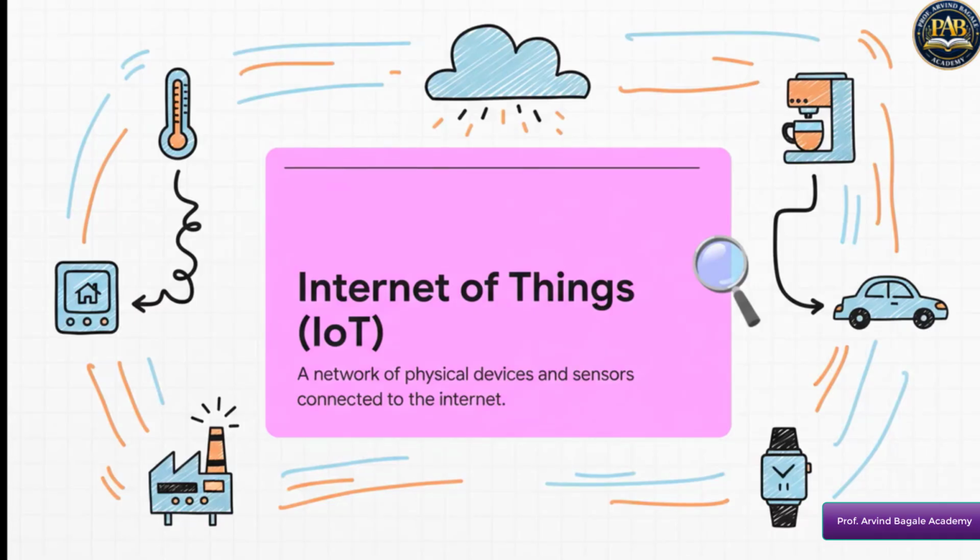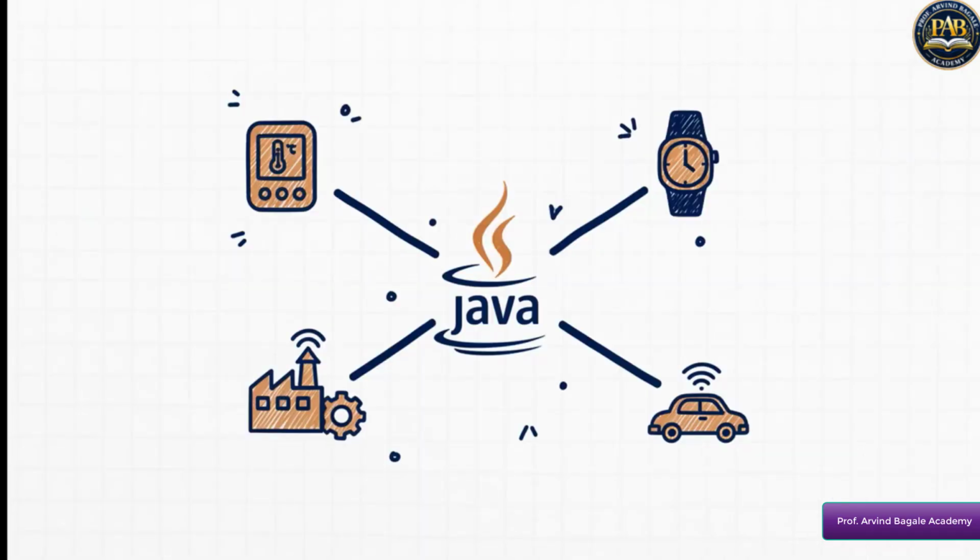Next up, the Internet of Things, or IoT. This is that giant, growing network of smart devices. Everything from your thermostat at home to tiny industrial sensors in a factory, all connected to the internet, all constantly chatting and sharing data. Well, Java's famous philosophy of write once, run anywhere makes it absolutely perfect for IoT. It can run on this huge variety of small, low-powered devices, which makes it a go-to choice for anyone building these smart gadgets.